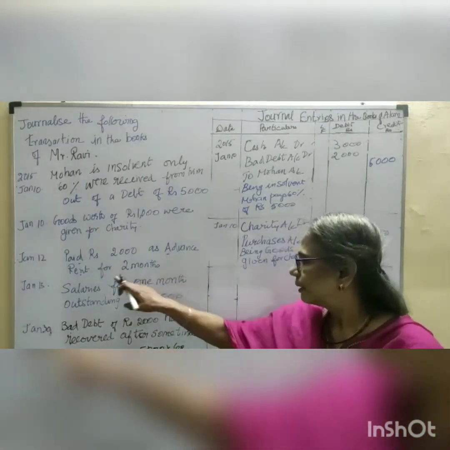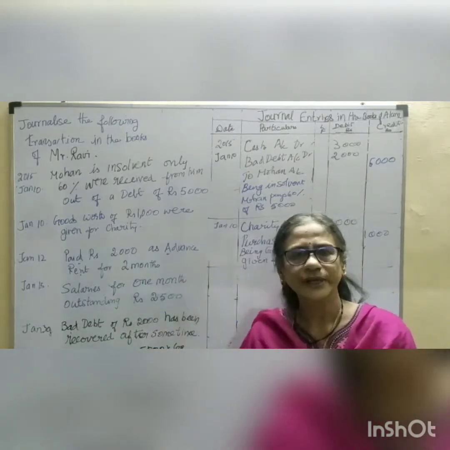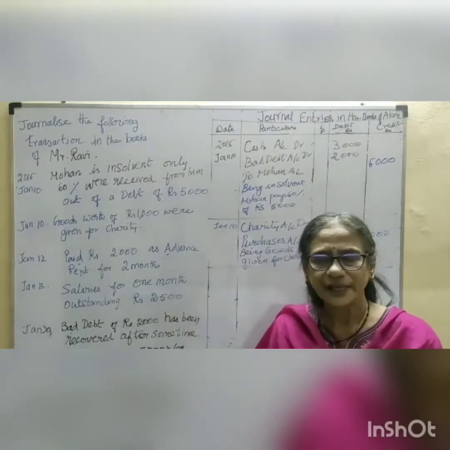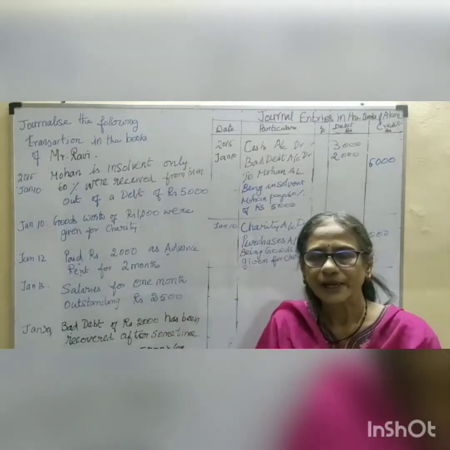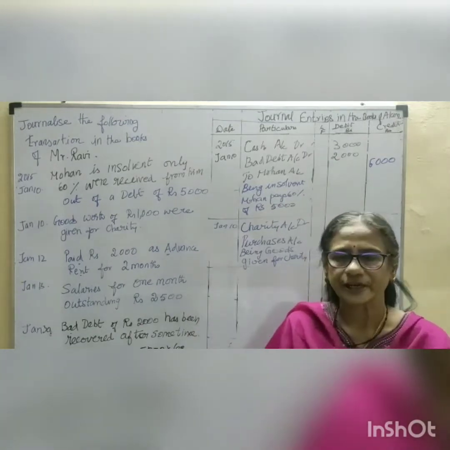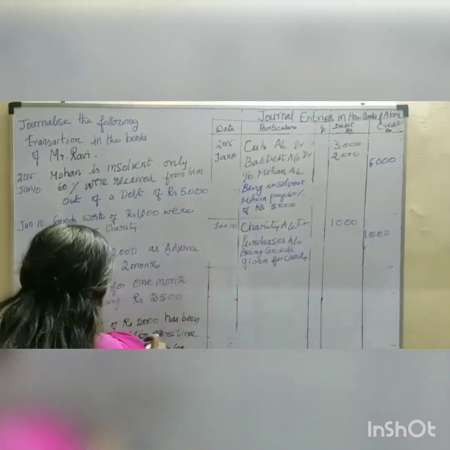Paid rent in advance means the business money is with someone else. That means it's an asset for the business. Some other day it will be adjusted. So that money is called an asset for the business. We can take it on the debit side. All the assets have the DR balance.